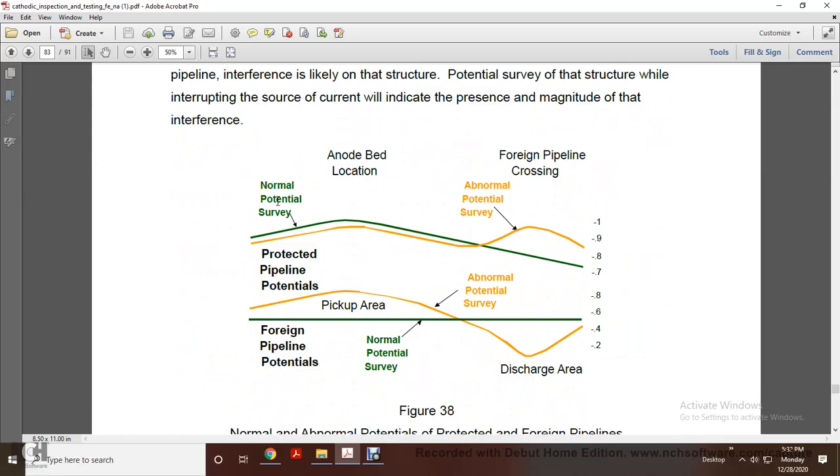Foreign pipeline, normal potential survey, protected pipeline potentials, abnormal potential survey, foreign pipeline potentials, normal potential survey, abnormal potential survey.